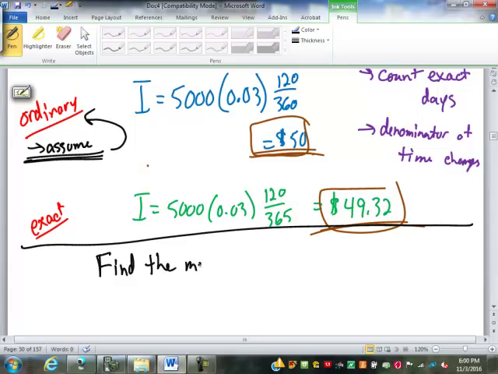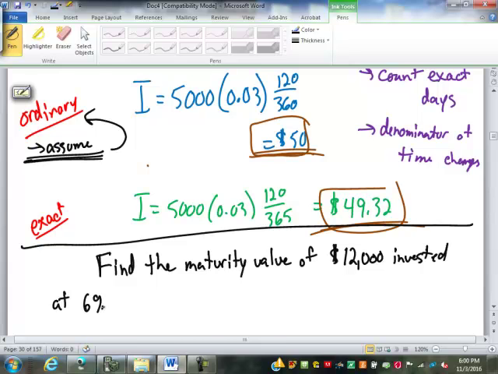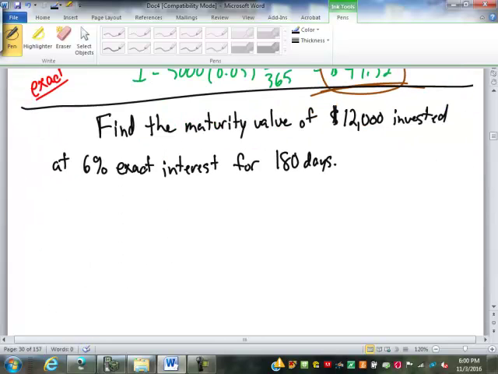So find the maturity value of $12,000 invested at 6% exact interest for 180 days. So I want you to try that one.